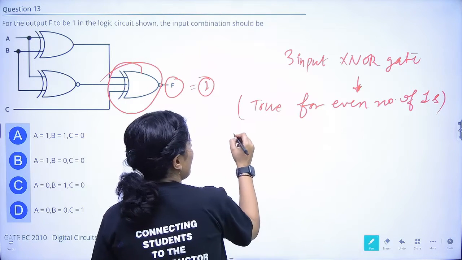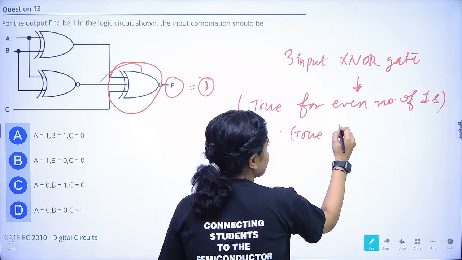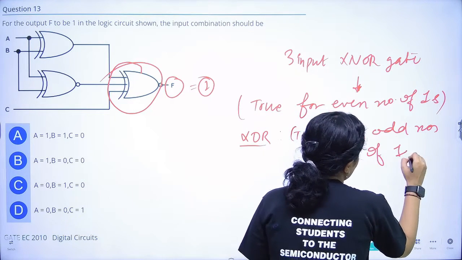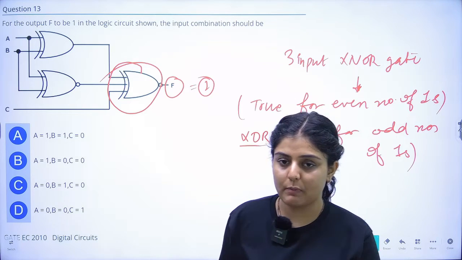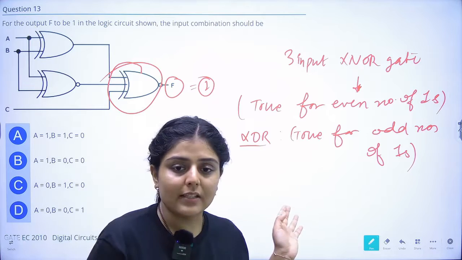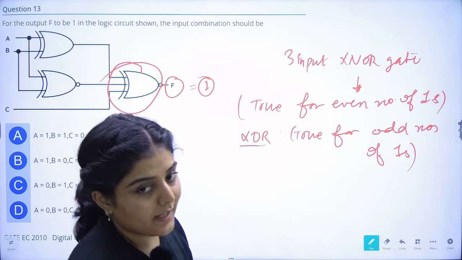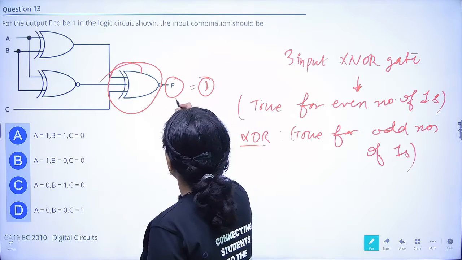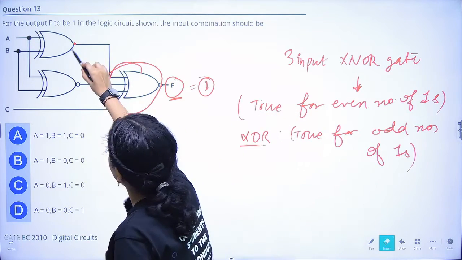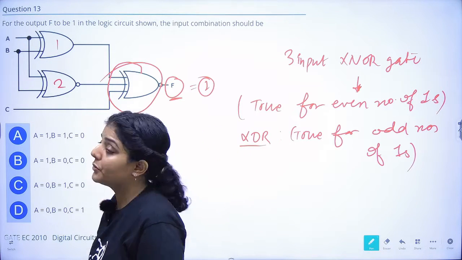And similarly, if we talk about the XOR gate, it is true for an odd number of ones. Okay, a very important thing to remember, a very frequently asked question. So the XNOR gate represents an even number of ones and the XOR gate represents an odd number of ones, right? Now in order to make this 1, the above one, gate number 1, is XOR, and gate number 2 is XNOR.